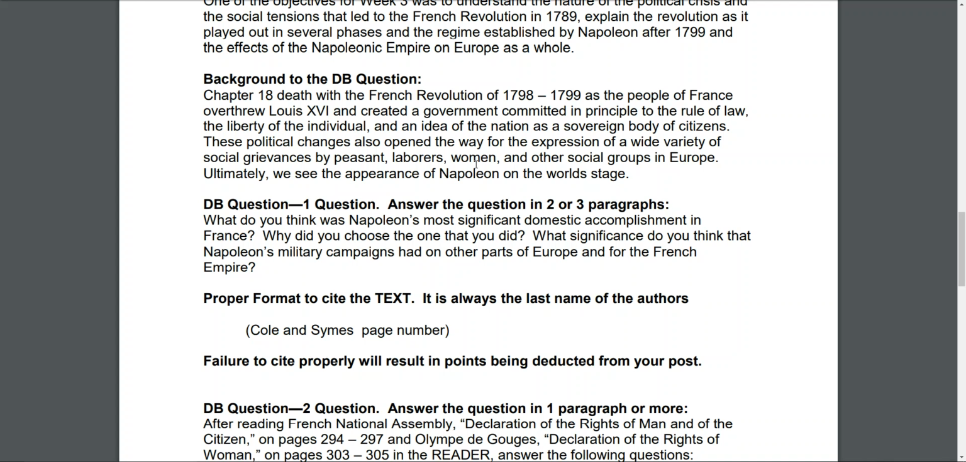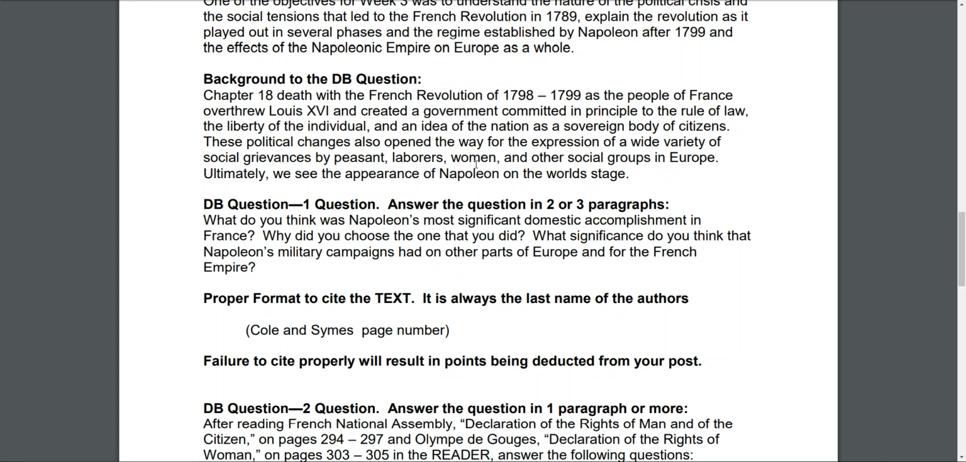There was a PowerPoint that is on Blackboard, and also, of course, in the textbook itself, it's mentioning significant domestic accomplishments. So the first thing I want you to do is tell the class what you think Napoleon's most significant domestic accomplishment happened to be. And then explain to us why you chose that one besides others.